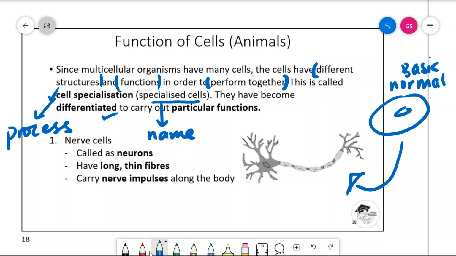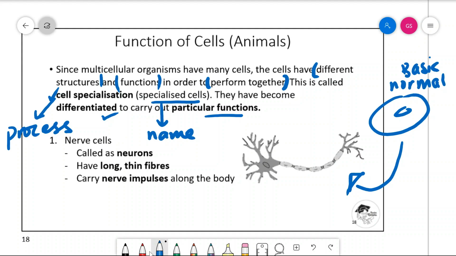So that's what we call particular function. That means a red blood cell is inside your blood. You cannot say the red blood cell can let you feel hot water. Cannot, because the particular function of the red blood cell is just to transport oxygen. Okay, come, let's see the first type, nerve cell.